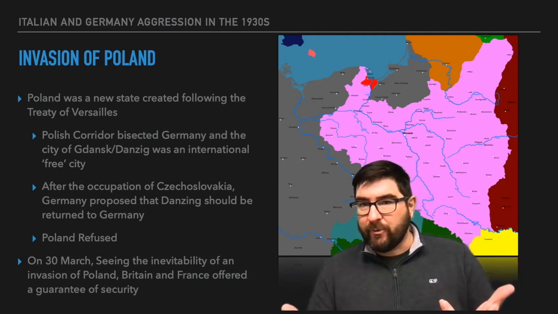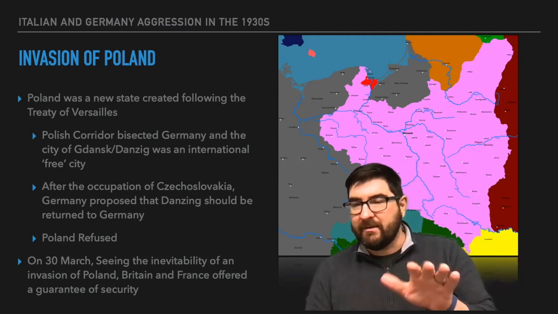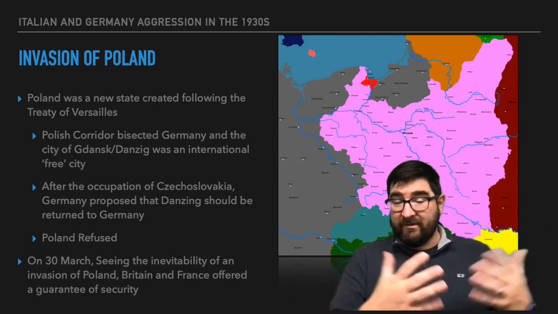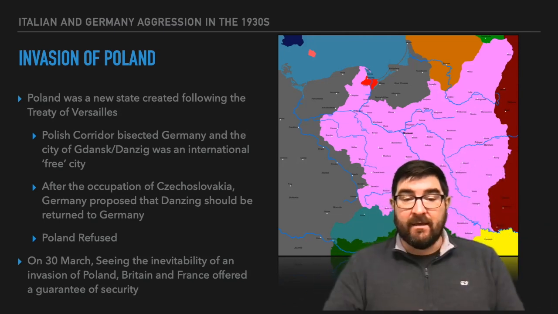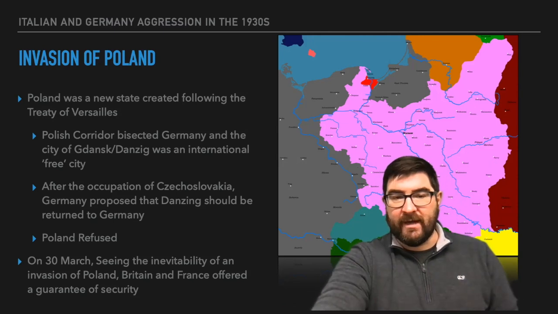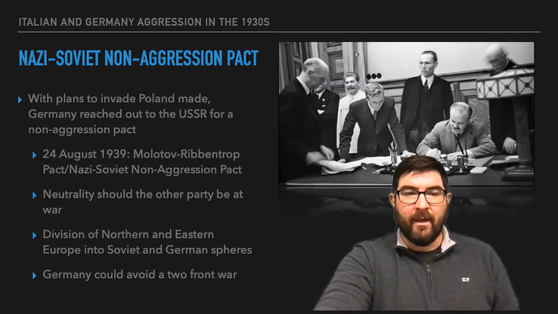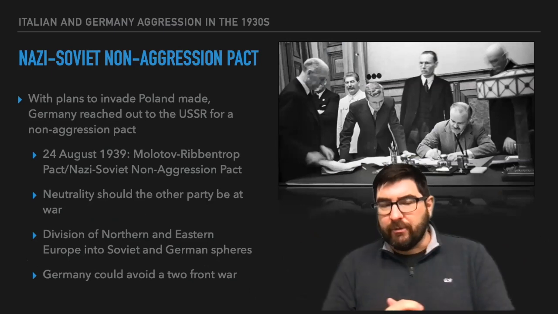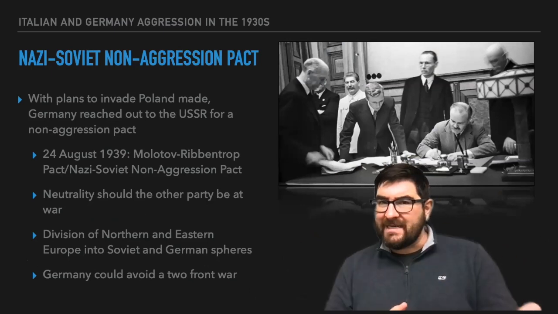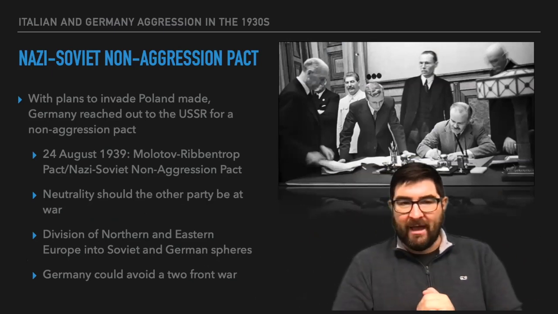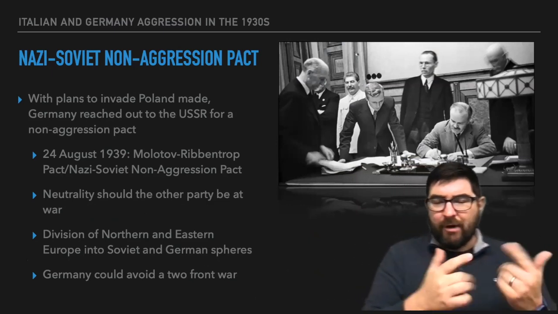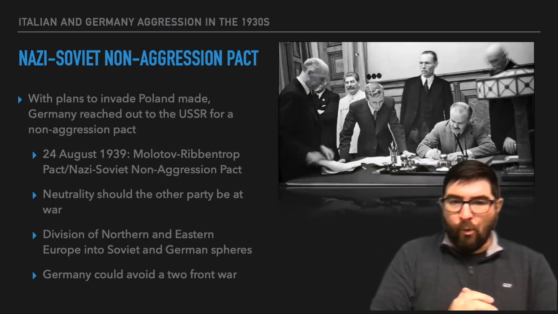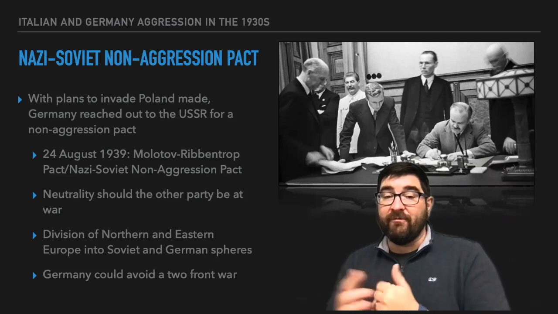Seeing that tensions were increasing, Britain and France in March of 1939, after Czechoslovakia was in danger, will guarantee security for the nation of Poland. Before Hitler does anything with Poland, though, he makes an agreement with the Soviet Union. This is called the Nazi-Soviet Non-Aggression Pact. Adolf Hitler remembers the problems of the Schlieffen Plan and how Germany ended up having to fight a two-front war. This would hopefully avoid that.